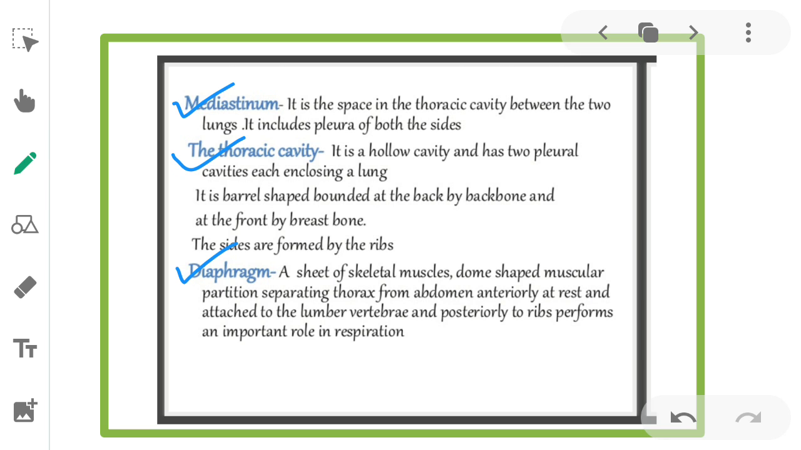Next, what is the diaphragm? A sheet of skeletal muscle, a dome-shaped muscular partition separating the thorax from the abdomen, attached anteriorly to the lumbar vertebrae and posteriorly to the ribs, which performs an important role in respiration. So the lungs are situated in the thoracic chamber, commonly known as an airtight chamber because it is formed dorsally by the vertebral column, ventrally by the sternum, laterally by the ribs, and on the lower side by the dome-shaped diaphragm.